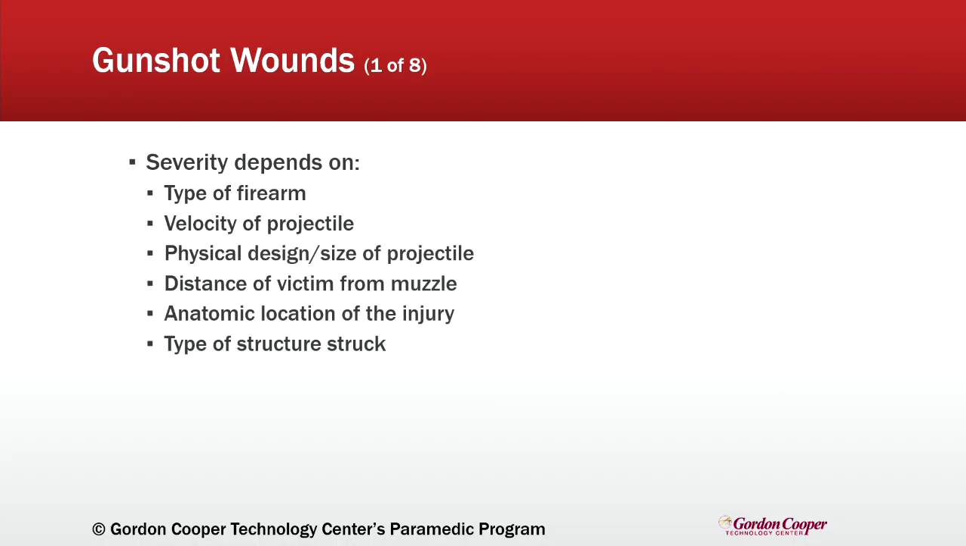The severity of a gunshot wound is influenced by multiple factors. These include the type of firearm used, the projectile's velocity, as well as the size and design of the projectile. The distance between the victim and the muzzle also can affect severity. The anatomical location of the wound and the type of tissue or structure play a major role in the resulting amount of damage.